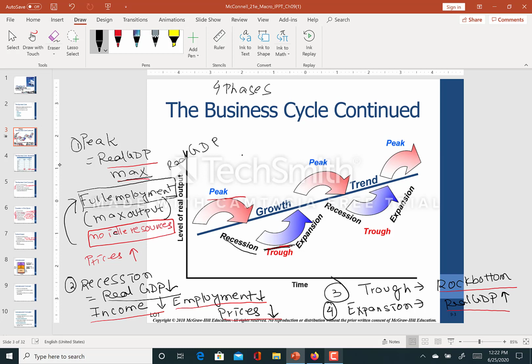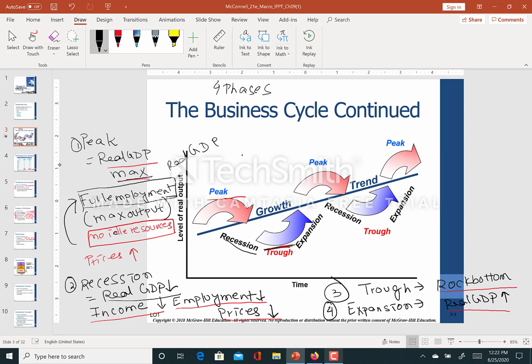During a peak, the prices increase in an economy. Then we look at a recession. By recession, we mean the real gross domestic product is going down, and this kind of downturn usually exists for 6 months or more. In a recession, we see the real GDP going down, followed by income going down, employment going down, and prices are also going down.